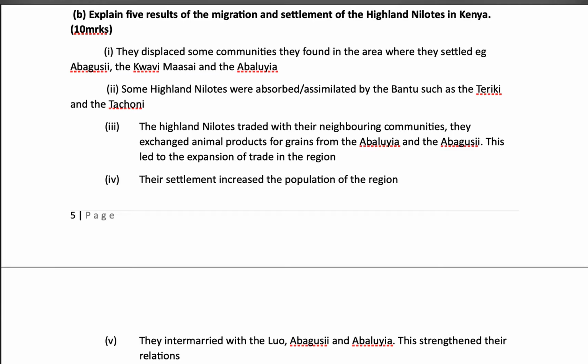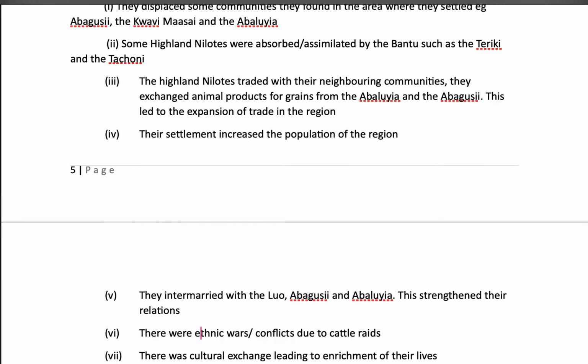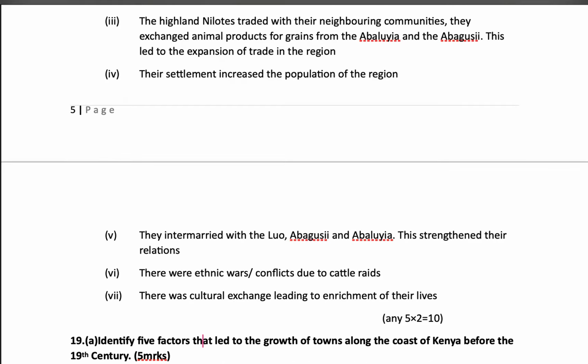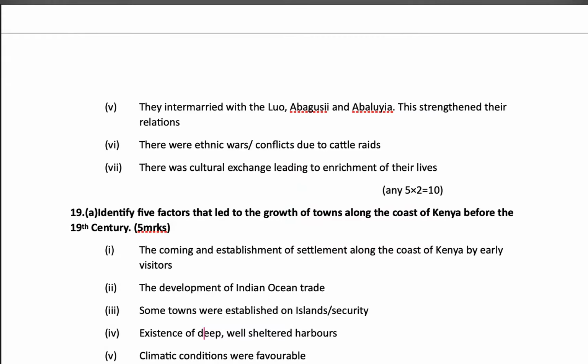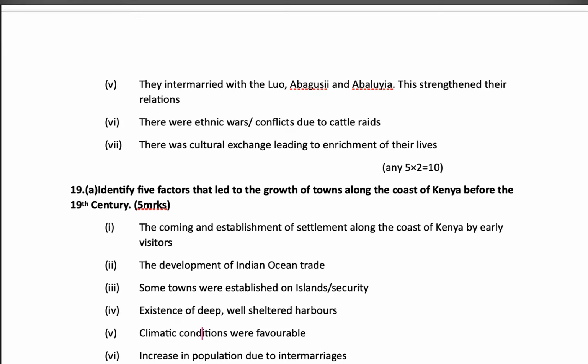4. Their settlement increased the population of the region. 5. They intermarried with the Luo, Abagusii, and Abaluya. This strengthened the relations. 6. There were ethnic conflicts due to cattle raids. There was also cultural exchange leading to enrichment of their lives.